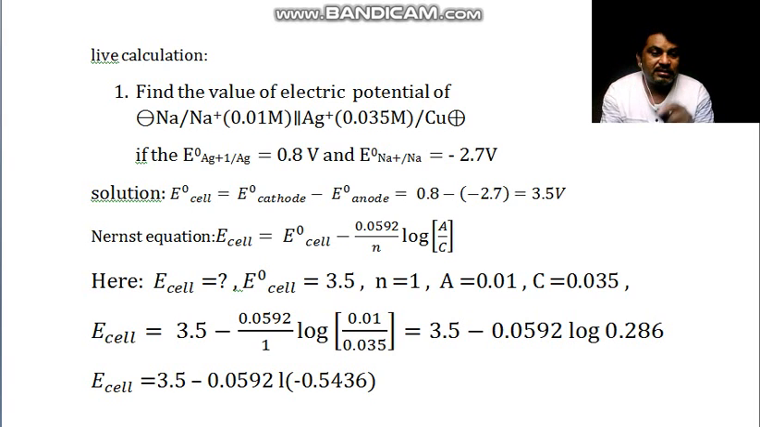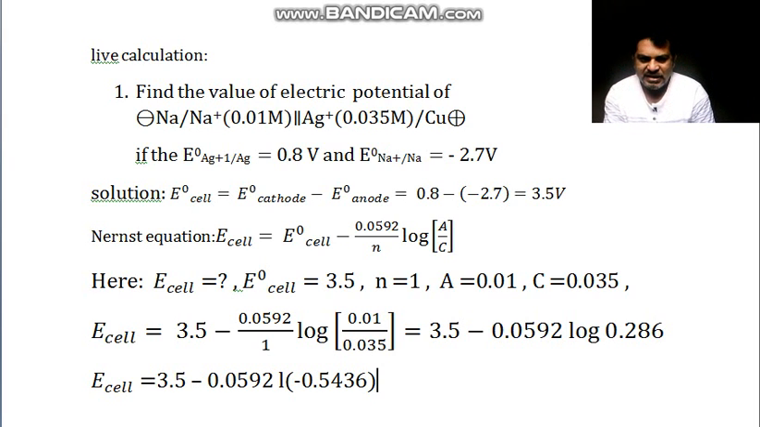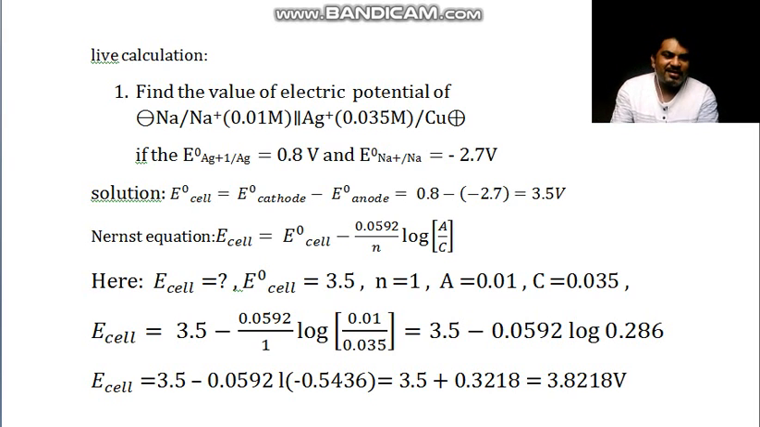Now multiply this answer with 0.0592. What is your answer coming to? Minus minus becomes plus. So here 3.5, minus minus becomes plus, and the answer is 0.3218. Now to calculate this addition, the answer is 3.5 plus 0.3218, which is 3.8218 volt. This is the final answer.